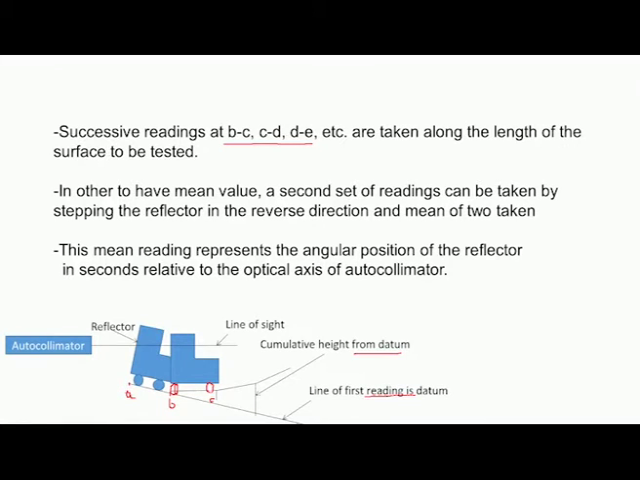And in the forward direction we should take readings, and again in the reverse direction also we should take the readings, and then we can take the average values, we can calculate the mean values. So, this mean reading represents the angular position of the reflector in seconds relative to the optical axis of the autocollimator. This is the optical axis of the autocollimator, or line of sight.